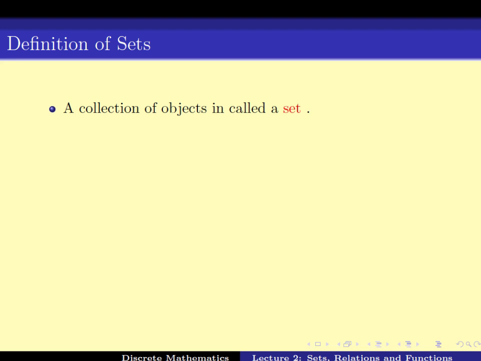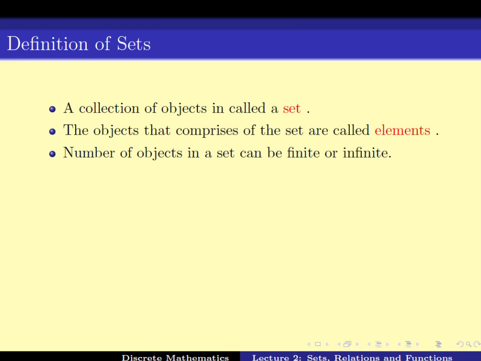Let's start with the definition of sets. So what is a set? Any collection of objects is called a set. The objects that comprise the set are called the elements. The number of objects in the set can be finite or infinite.